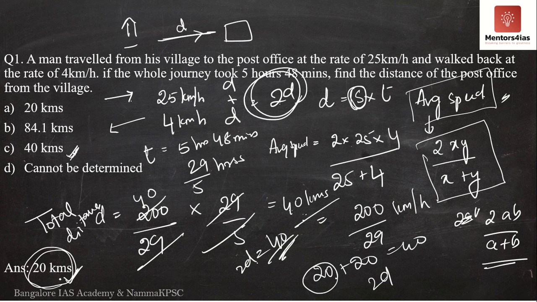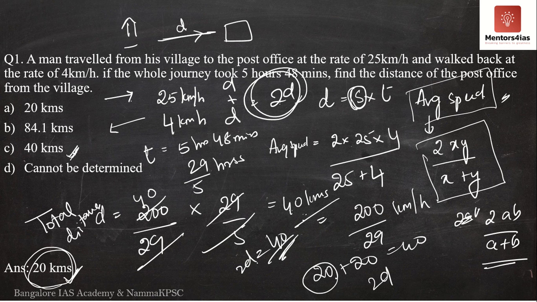40 by 2, it is actually 20 kilometers per hour. So depending on what the question is asking for, if the question is asking for only the distance between the post office or the home, or the total distance traveled, please remember to mark the correct option. It does not matter which type of method you use. You always have to remember what the question is asking for.